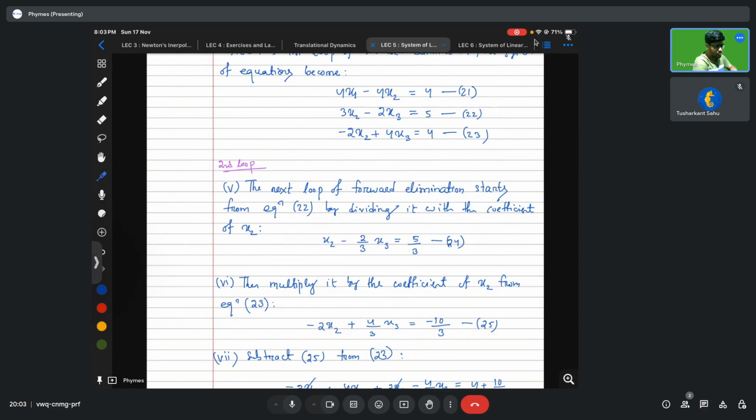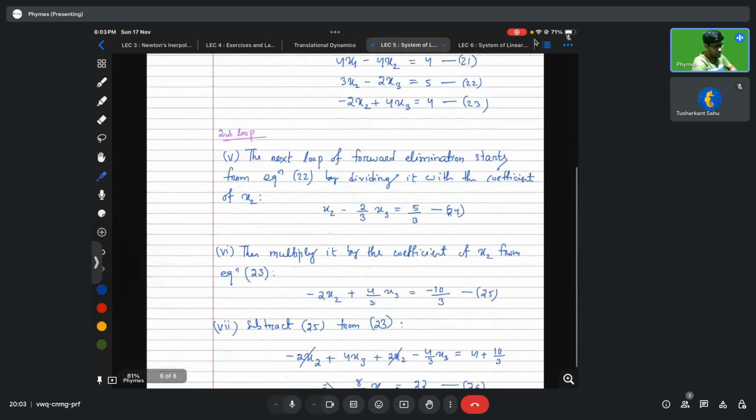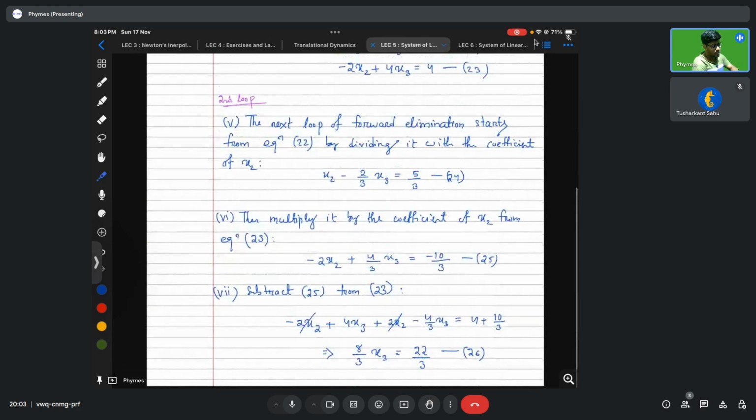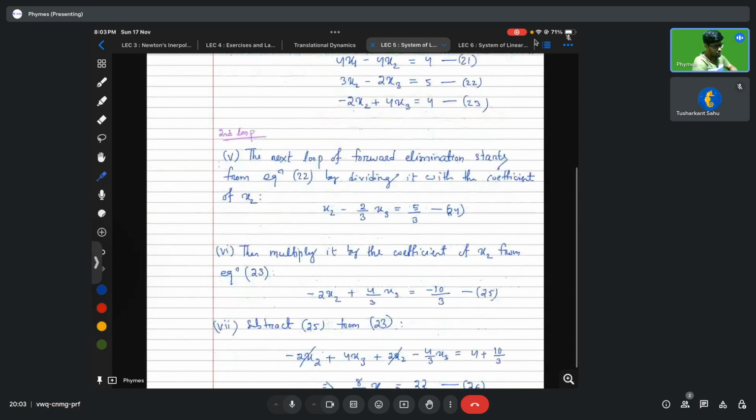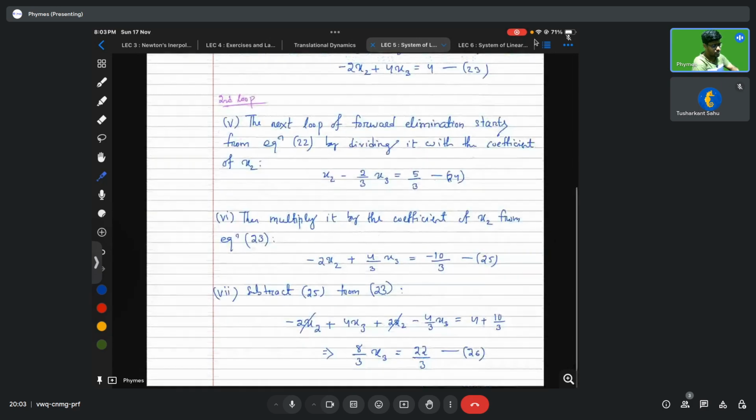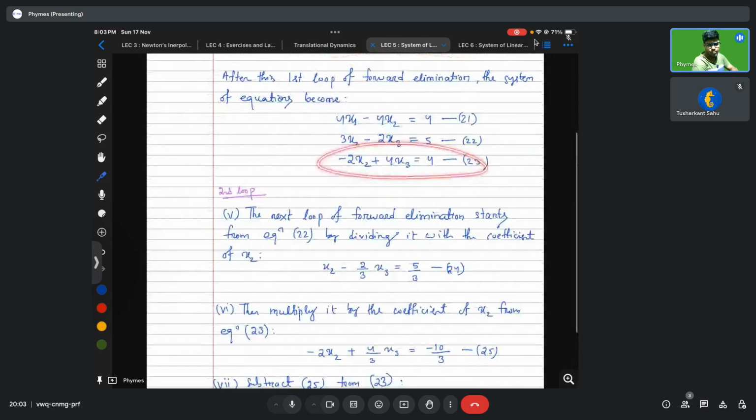And now what you have to do? You have to subtract this equation from equation 23, right? So subtract this modified equation of equation 22, that is equation 25, from equation 23. And what is the purpose of it? The purpose of it is to eliminate this x2 value here, right?